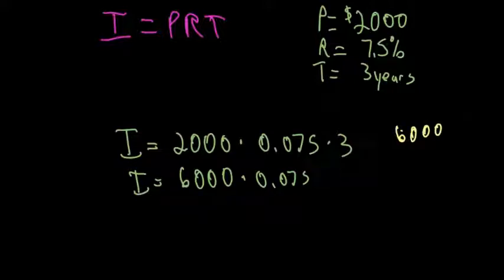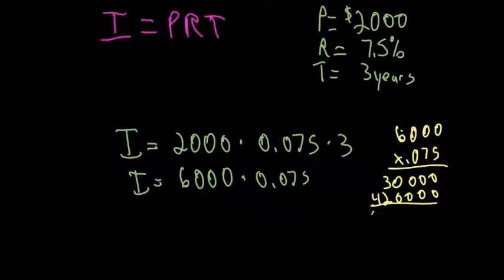Pull it out to the side. 6,000 times 75 thousandths. 7 times 6 is 42, so we're going to get 450,000. We have 3 digits behind the decimal in our problem, so 3 in our answer. So the interest I would make on $2,000 at 7.5% for 3 years would equal $450.